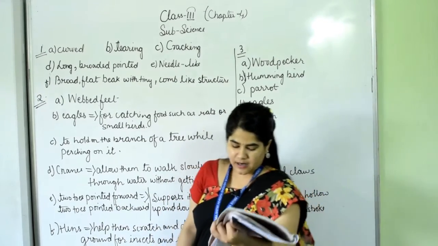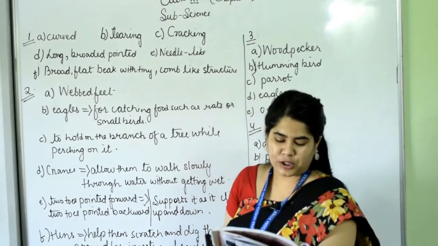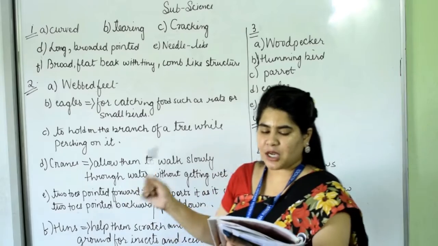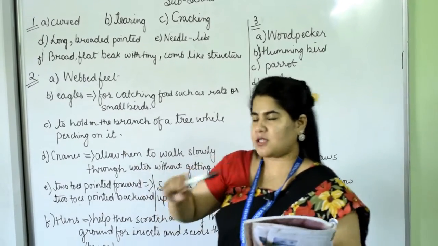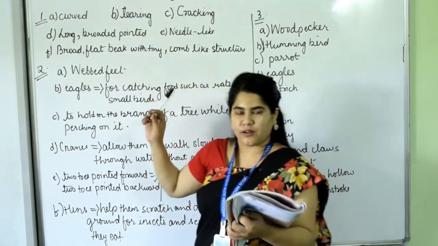So let's start. Open to page number 35. Look at the objective type question. Look at the images below. Describe the shape of the beak of each bird. It's not possible for me to draw these pictures, so that's why I've directly written the answers over here, okay.